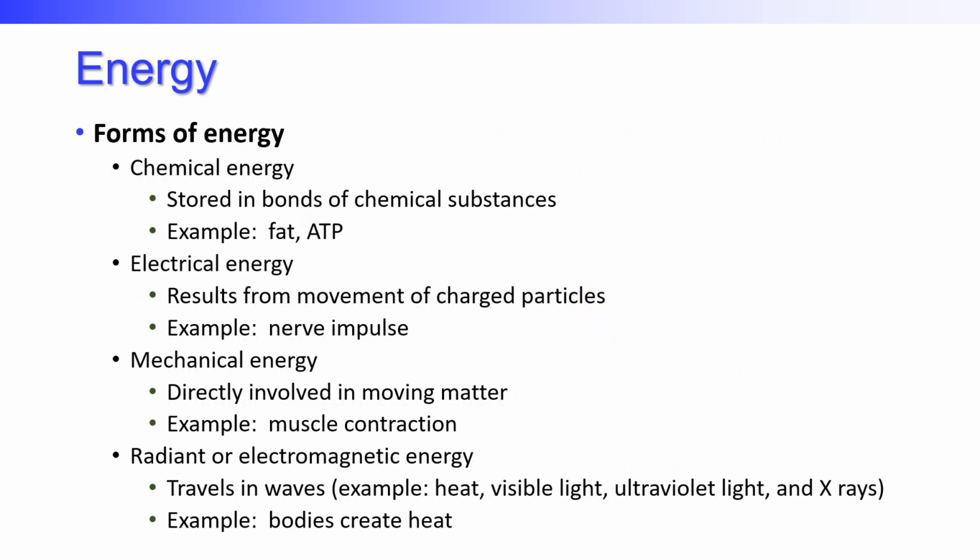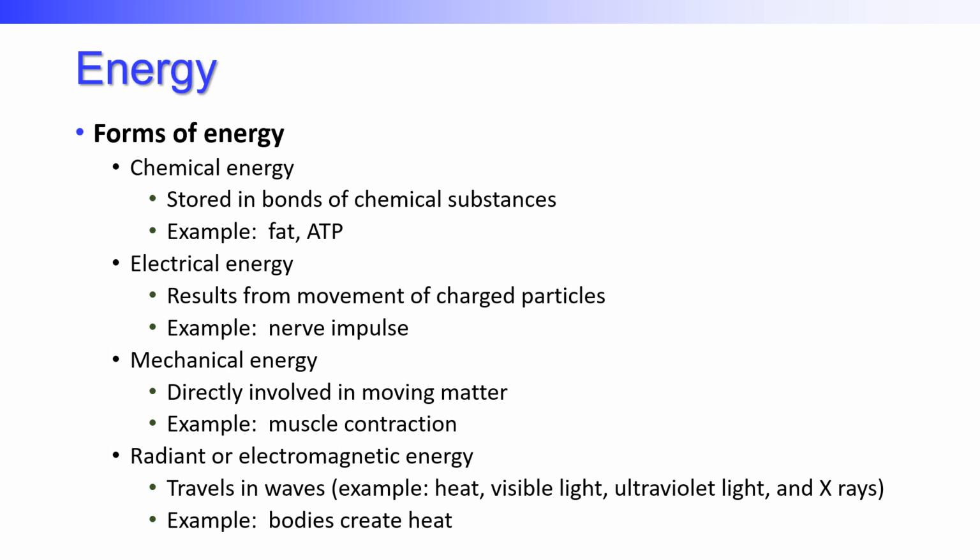Now, there are a lot of different forms of energy. We have chemical energy, electrical energy, mechanical energy, radiant or electromagnetic energy. So these are all things that we possibly have experienced in the world. So what is chemical energy? Well, it's stored energy in the bonds of chemical substances, like our dynamite, for example.